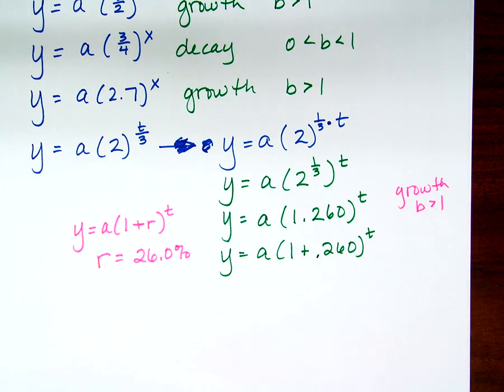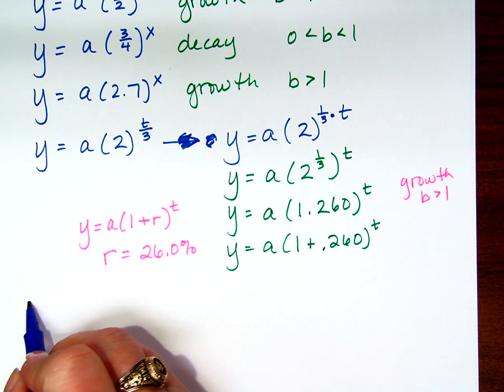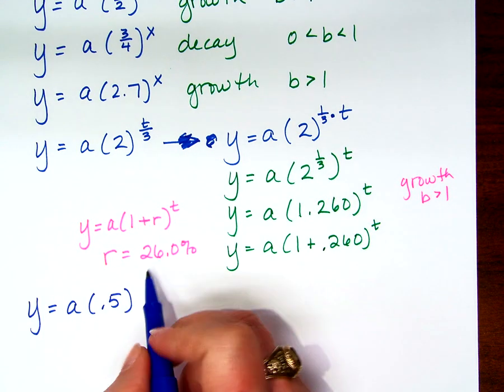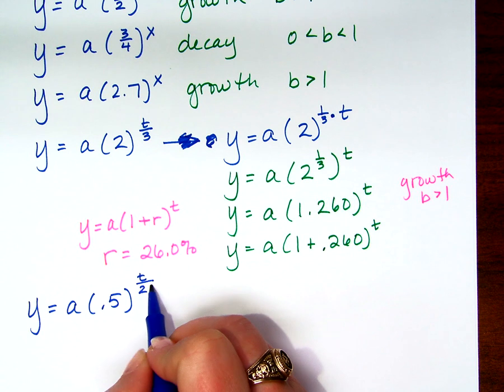Does that make sense? Do you have any questions about that problem? Good? Okay, let's do one more. Y equals A times 0.5 raised to the t over 28 power.